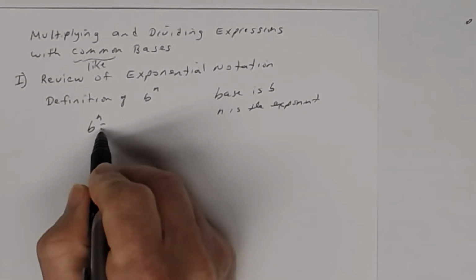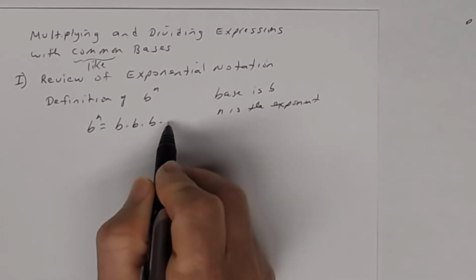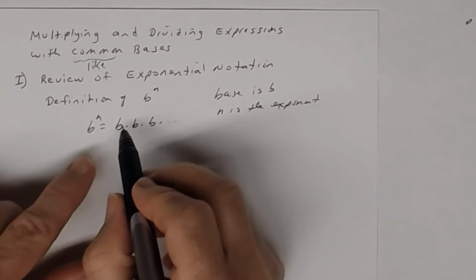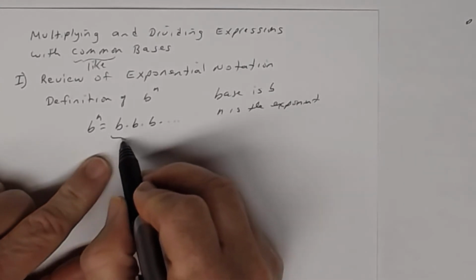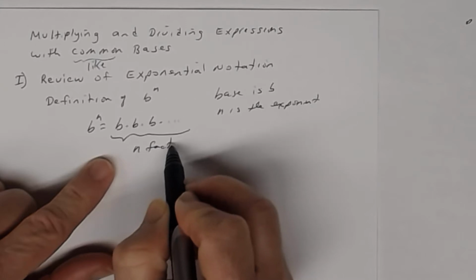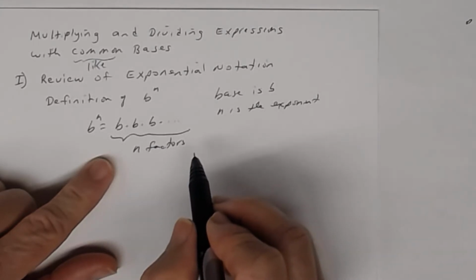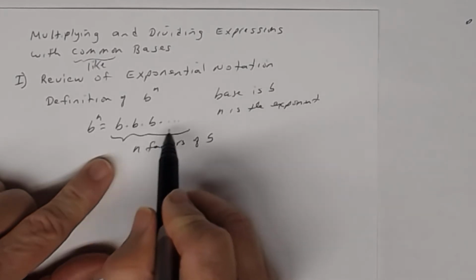B to the n is defined to be b times b times b, and so on. It's the product of b with n factors. So n times. I need n factors of b here.